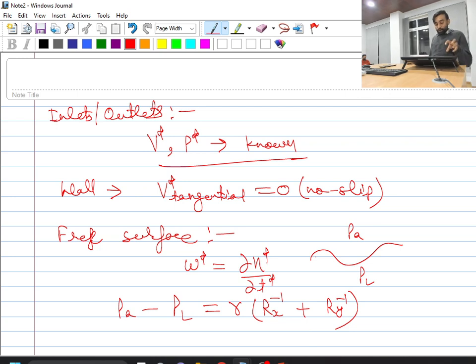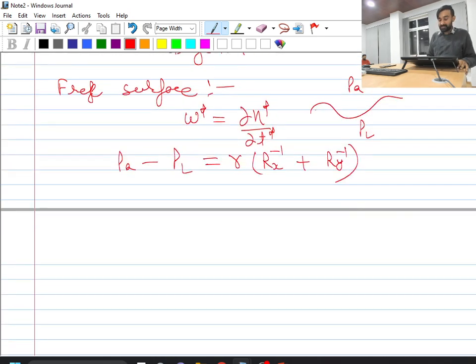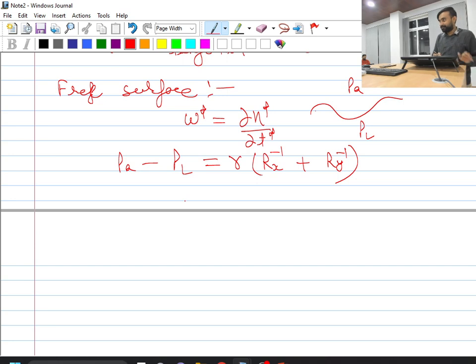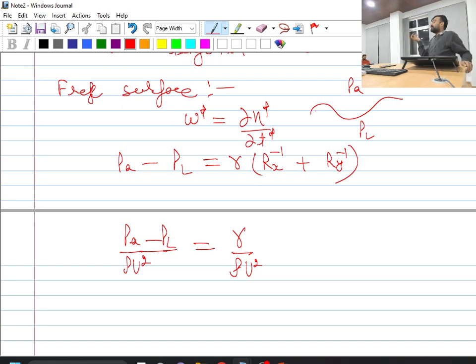So once you are doing the non-dimensionalization, you have to also write this particular condition in the non-dimensional form. If you are having the presence of a free surface, then you can write PA minus PL divided by rho u square. So if you are dividing this side by rho u square, here also you have to divide by rho u square, gamma by rho u square. And then this Rx and Ry are nothing but the radius of curvature. So radius of curvature has a length dimension.